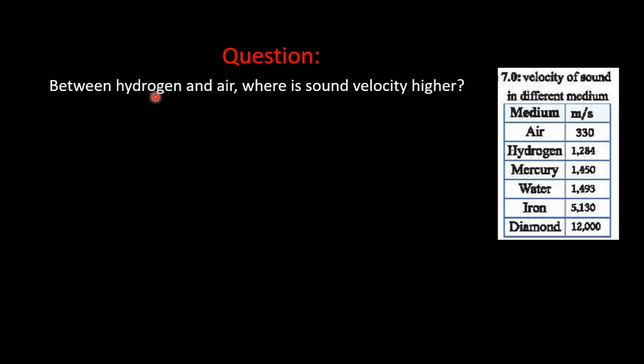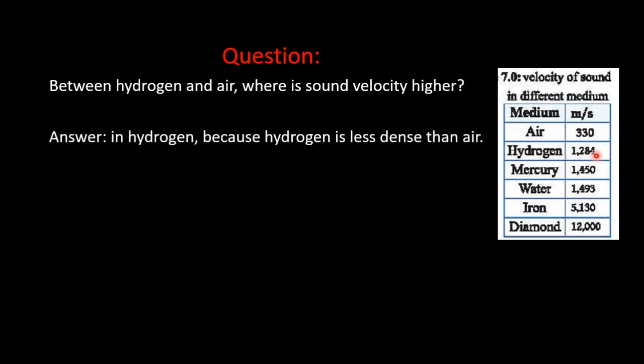So there are two questions for you. The first question is, between hydrogen and air, where is sound velocity higher? We know from the table that is given in your book that in hydrogen the velocity is highest, is more. Why? Because hydrogen is less dense than air. Hydrogen is very much lighter and very much less dense than air. Hydrogen has a molecular mass of 2, where the molecular mass of air is about 29. So hydrogen is less dense, there is high velocity of sound.